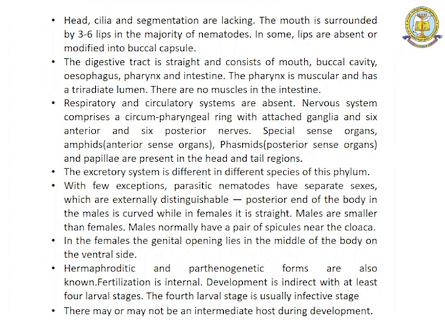and with few exceptions, these parasitic nematodes have separate sexes. That means the organisms have male and female reproductive organs. The posterior end of the males is curved, whereas in the females it is straight, and males are smaller than the females, and males have a pair of spicules near the cloaca, and in the females the genital opening is at the center of the body.